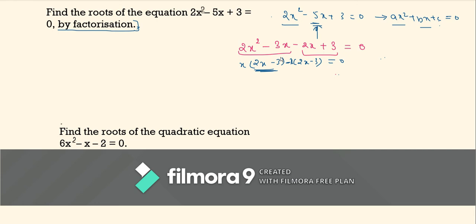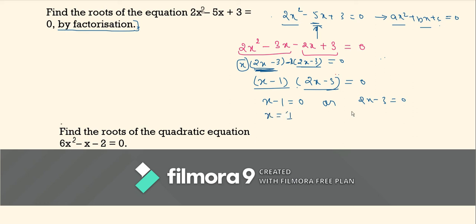If you know how to solve this equation, nothing to worry, you can skip for 2 or 3 minutes. x minus 1 and 2x minus 3. So as you take 2x minus 3 common, what is left? x and 1, because 2x minus 3 is taken as common, is equal to 0. Again, either this term will be 0 or this term will be 0. So x minus 1 is equal to 0, or 2x minus 3 is equal to 0. So x is equal to 1 and x equal to 3 upon 2.